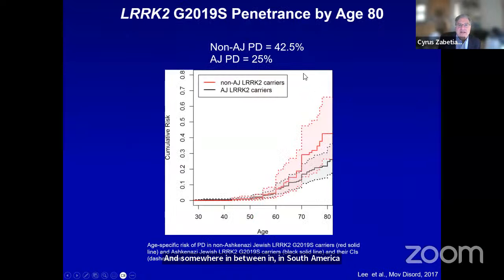And if you look at carriers of G2019S by age 80, this was a group that separated patients of Ashkenazi Jewish ancestry, who have a much higher prevalence of the mutation, versus everybody else. And penetrance ranged from 25 to 42%. There have been several other studies that have looked at this, and long story short, most of them show that the penetrance rate is no more than 50%.